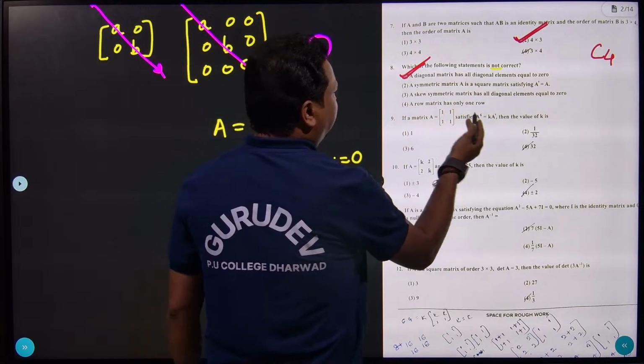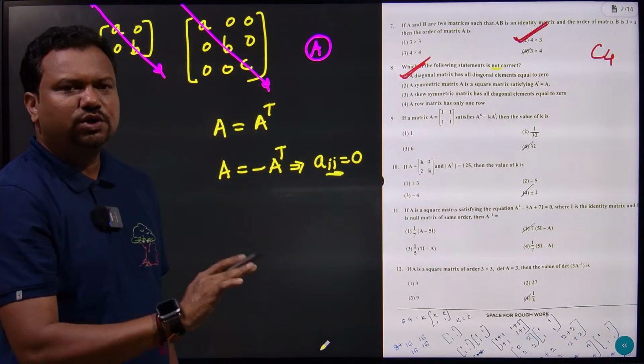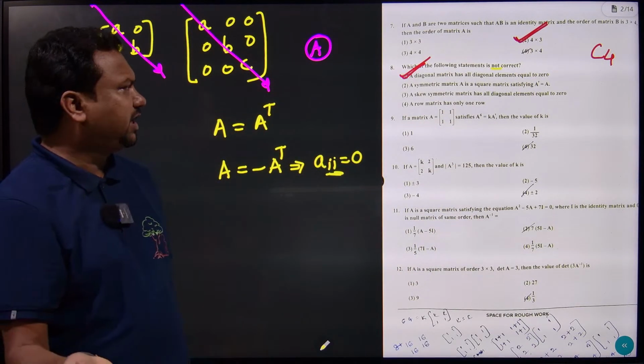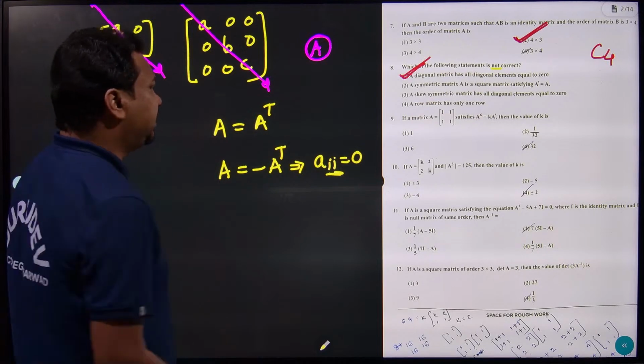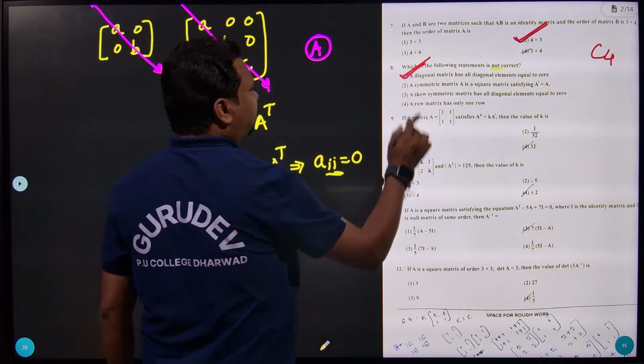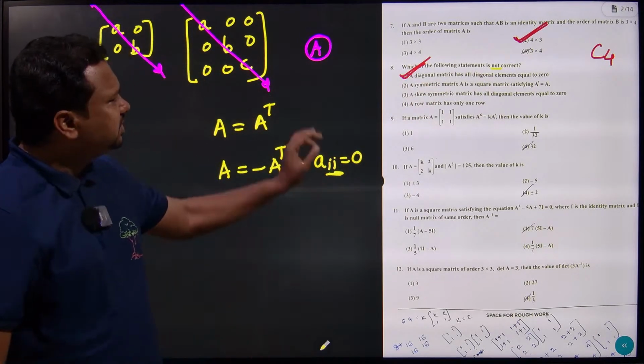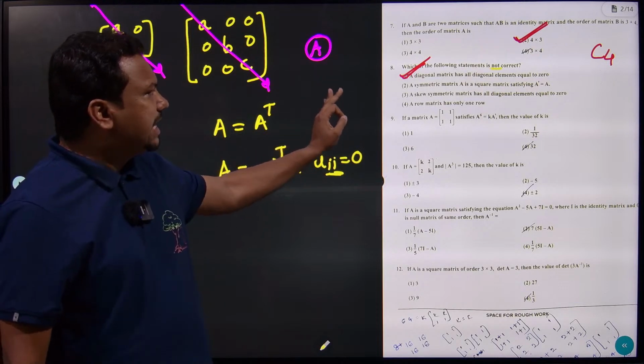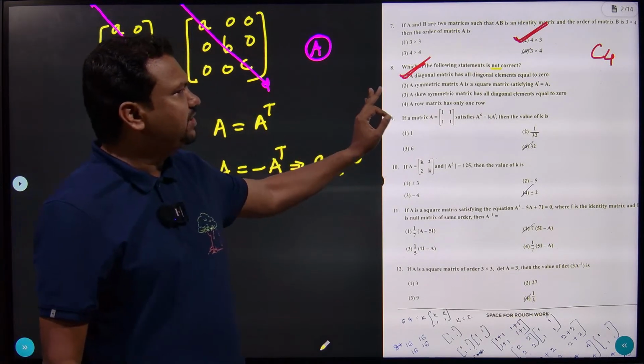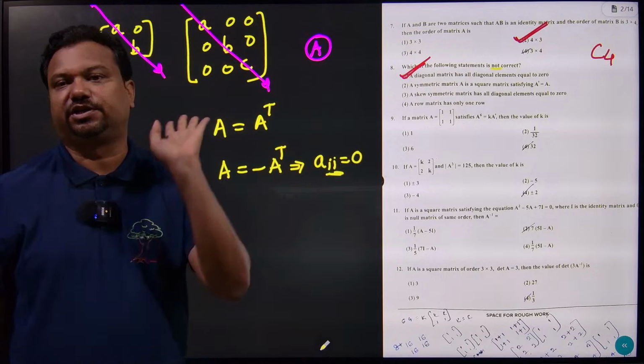True. A row matrix has only one row. Absolutely. One row and n columns, we call it a row matrix. Isn't it? Therefore, all are true, only the first statement is not correct. Hence, for this particular question, I will go with the option that a diagonal matrix has all the diagonal elements equal to 0, which is the incorrect one. Clear?